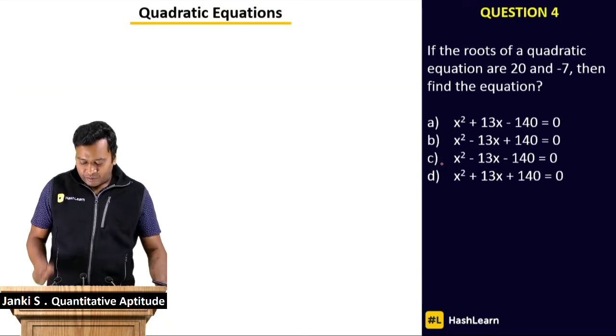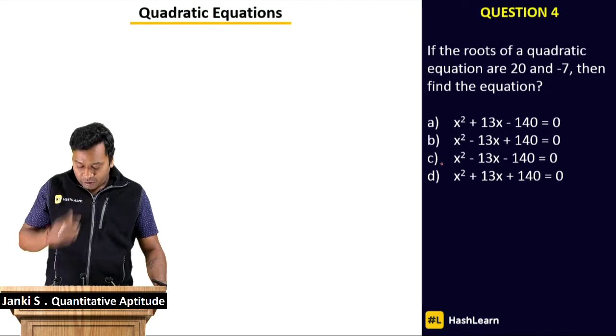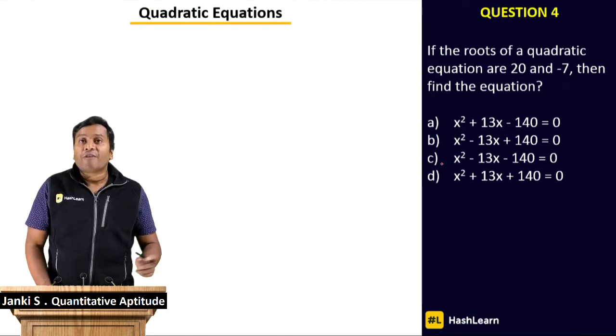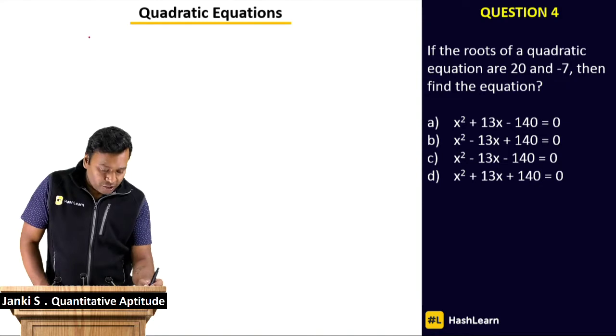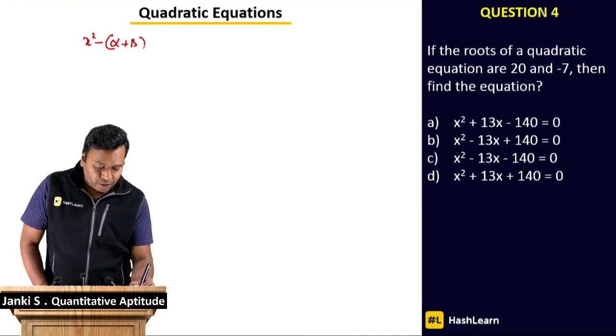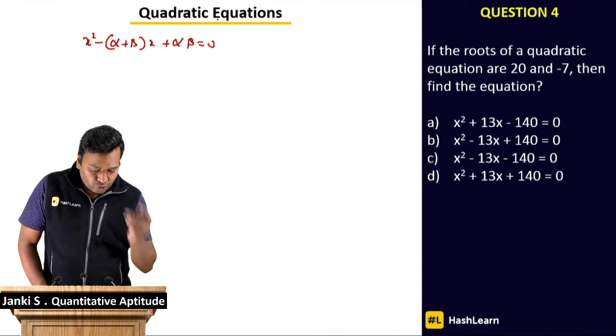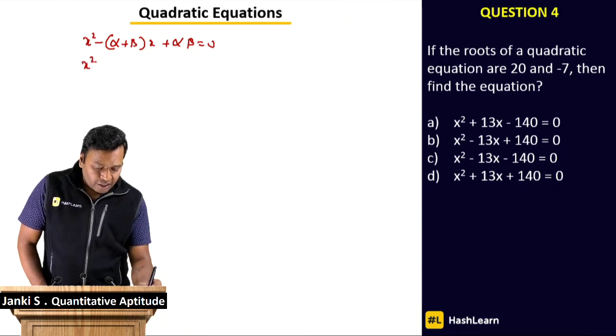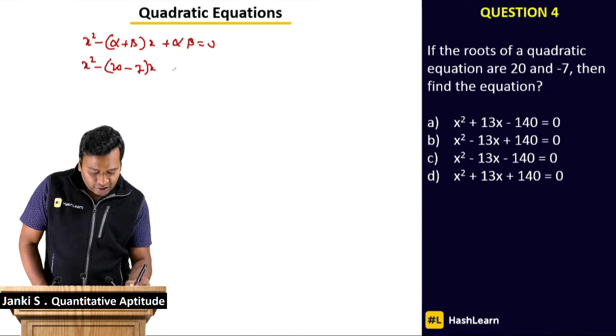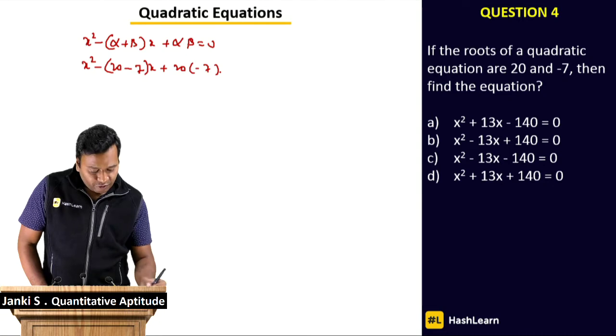Coming to the next one. If the roots of the quadratic equation are 20 and minus 7, find the equation. So what is my equation? Nothing but x square minus summation of the roots, alpha plus beta, into x plus alpha into beta should be equal to 0 is the representation. So here it's x square minus 20 minus 7 will be the value, right, into x plus 20 into minus 7 is the format, right?